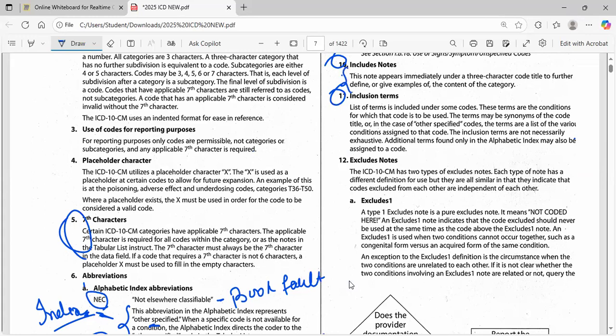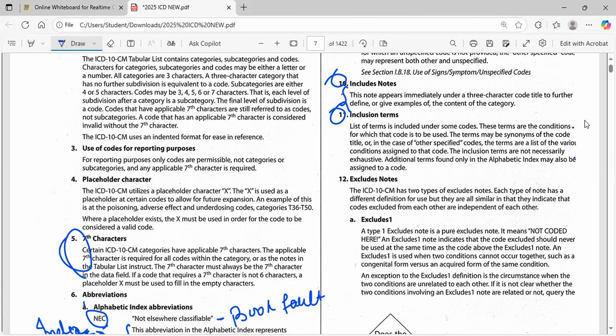So you can see here it was mentioned that this note appears immediately under the 3-character code, which is a category because it is incomplete. The 3-character incomplete code is known as category, and the note will just define or give an example of the content in the category. Whereas the inclusion term is always listed under the complete code, and these inclusion terms tell us that we have to use the same code for the mentioned conditions.